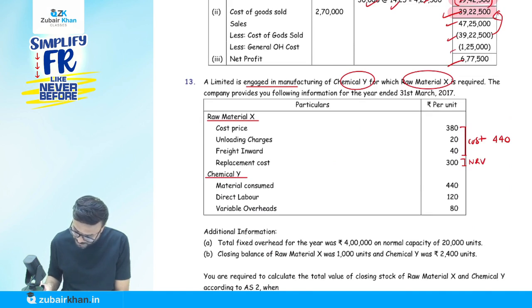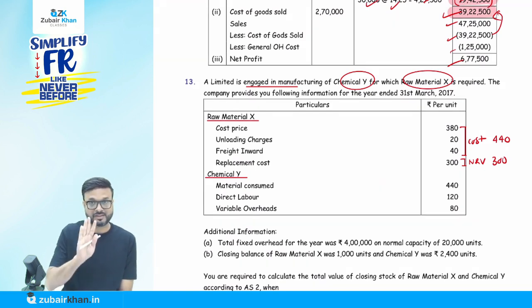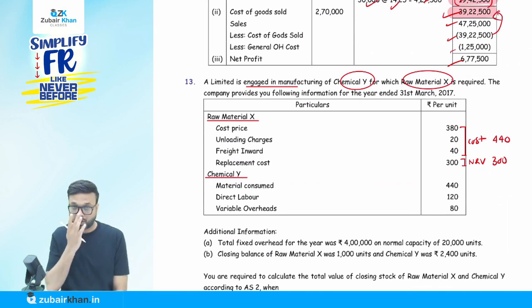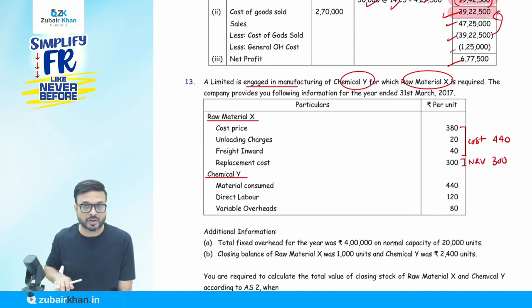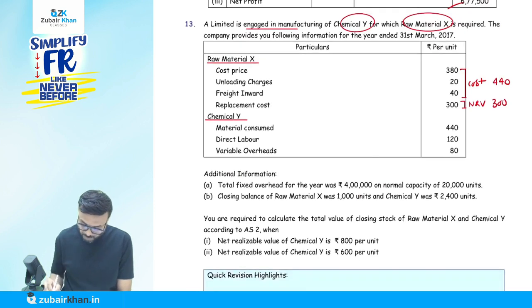How much here? Is it 300? Now you say, okay sir, NRV is lower than the cost, so we will do the valuation as NRV. I say, wait, we have to check the closing stock of the finished goods cost against NRV as well. So then they say, for these finished goods, material consumed 440, direct labor 120, and variable overhead how much? 80. Additional information: total fixed overhead for the year was rupees 4 lakh.